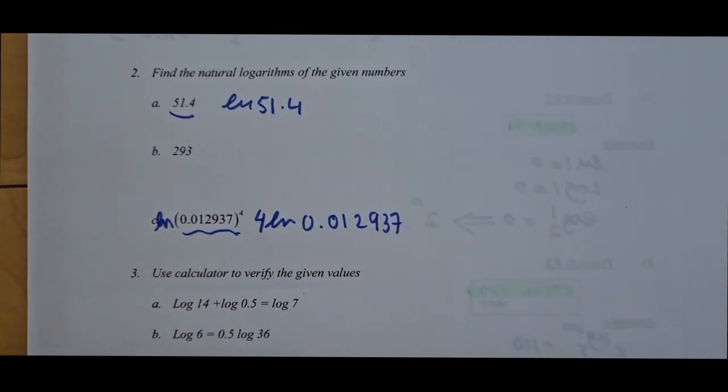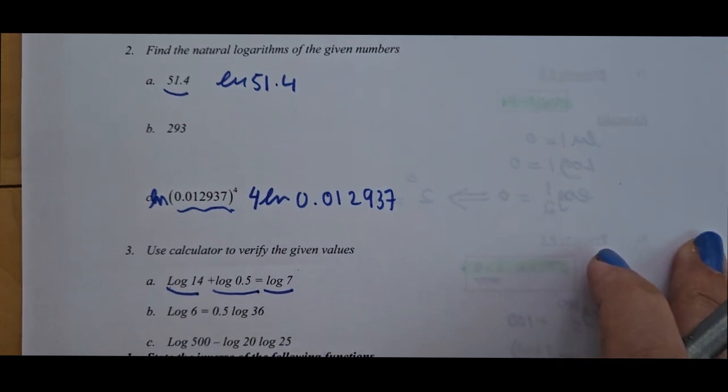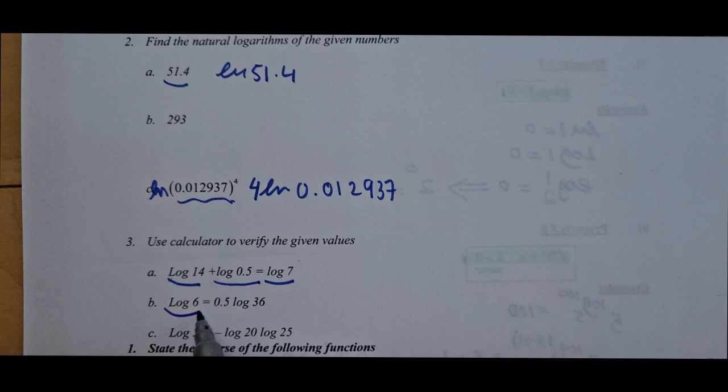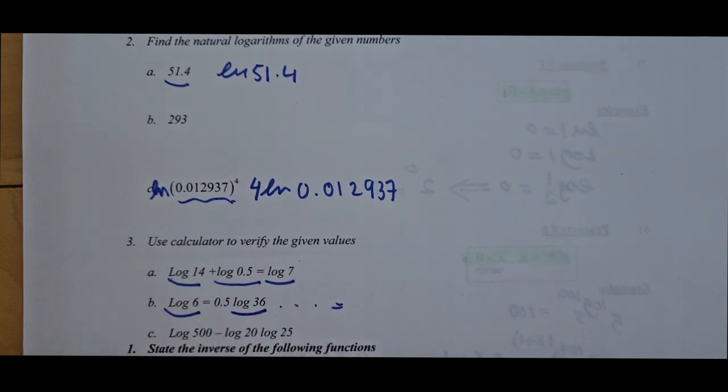Okay. Now the next question is, I want you to verify the given value. So calculate log of 14, add it to log of 0.5, and see if it equals log 7. Again, for part B, calculate log 6, put the value here, and find the value of log 36 multiplied by 0.5 and see if the two sides of the equal sign are equal.